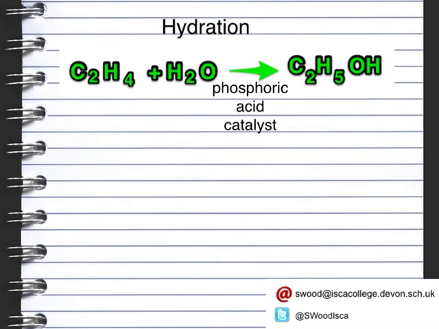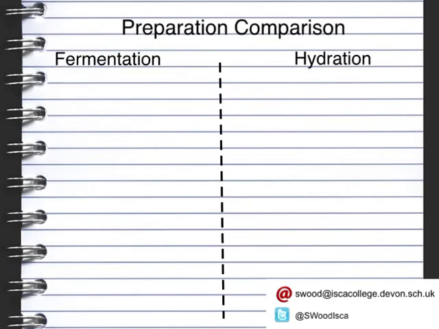This process is what we call an industrial process, so it needs to be carried out in an industrial situation. This is a non-renewable method of producing ethanol because the ethene, which is your starting molecule, comes from crude oil and from cracking that you will have covered in your C1 topic.